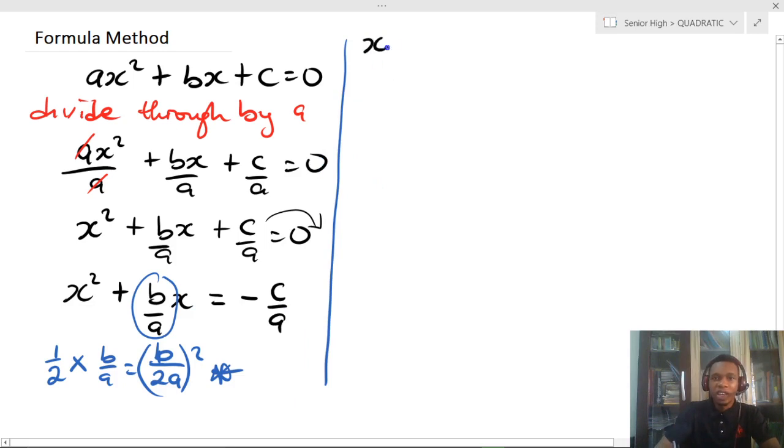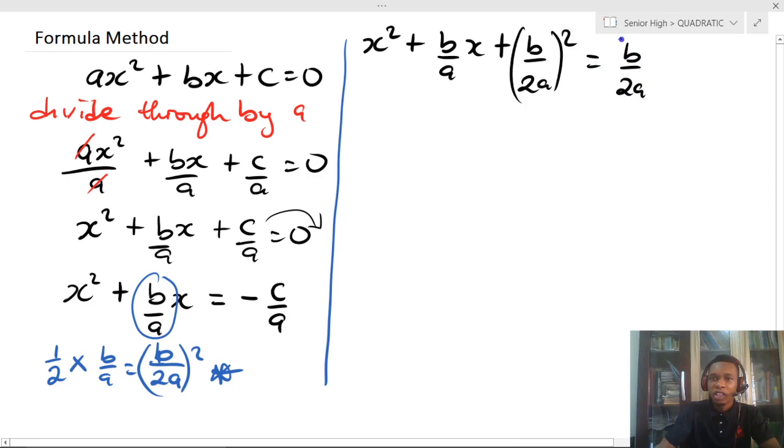It will be x squared plus b over a x, then bringing our new added value, that will be plus b over 2a squared is equal to b over 2a squared and then minus c over a. I had to bring some at this side since it's a positive value. Let the negative value stay at the other side.